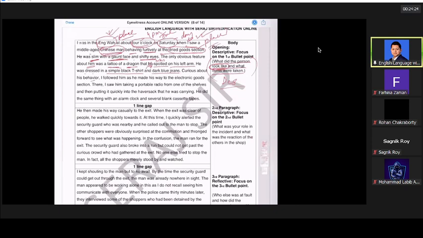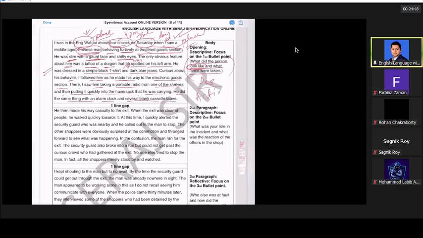"Curious about his behavior, I followed him as he made his way to the electronic goods section. There, I saw him taking a portable radio from one of the shelves and then putting it quickly into the haversack that he was carrying. He did the same thing with an alarm clock and several blank cassette tapes." My dear students, this is the first paragraph, and the writer used all active voice. Maybe one passive, but mostly active. Remember that in an eyewitness account, you have to use mostly active voice so that it looks more semi-formal. Okay, my dear students, I hope you understood.